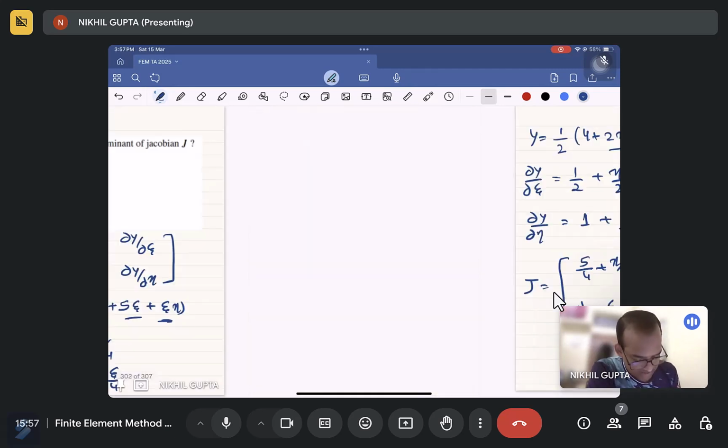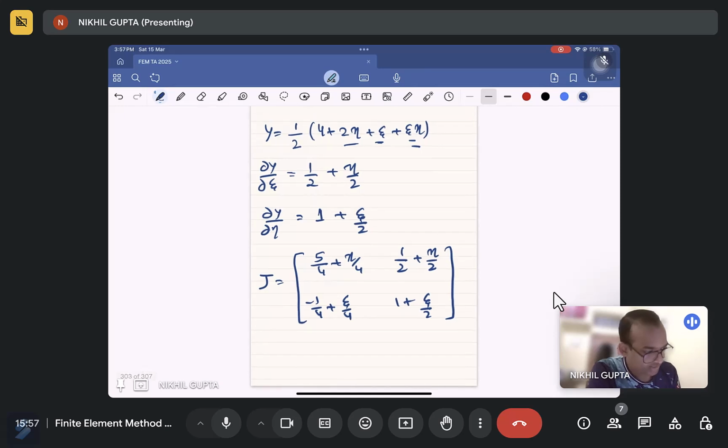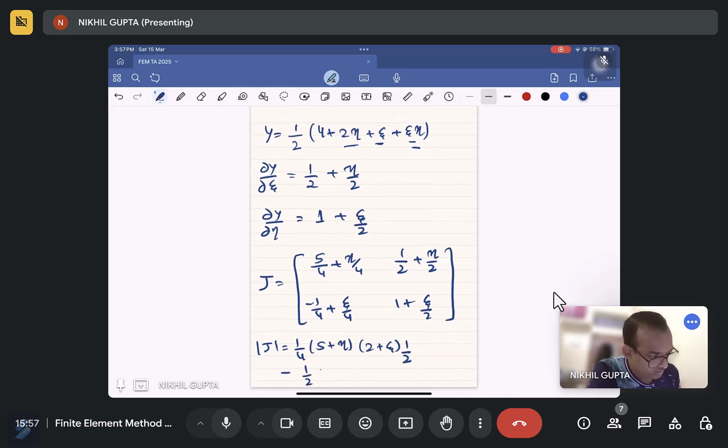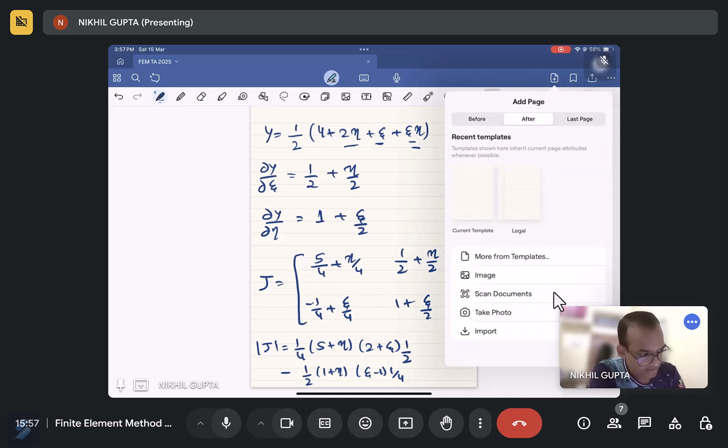So they have asked the determinant of the Jacobian. So let's take the determinant. So it will be 1 by 4 of 5 plus eta into 2 plus xi into 1 by 2, minus of 1 by 2 into 1 plus eta and multiply by xi minus 1 into 1 by 4. Is it correct? You all are with me?